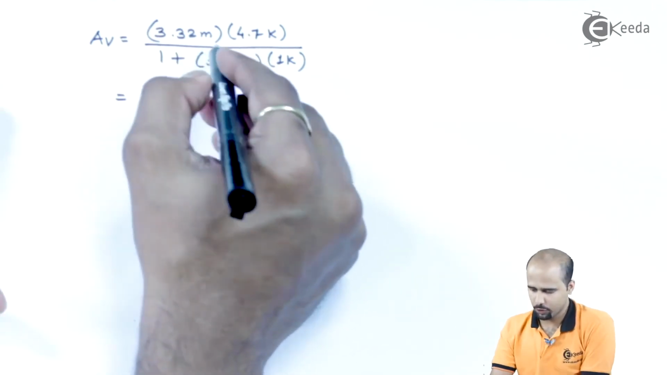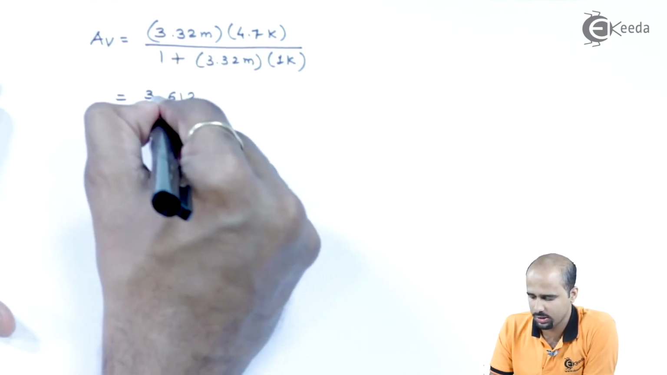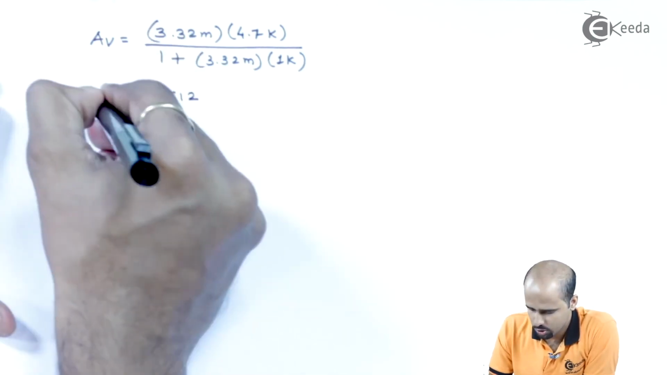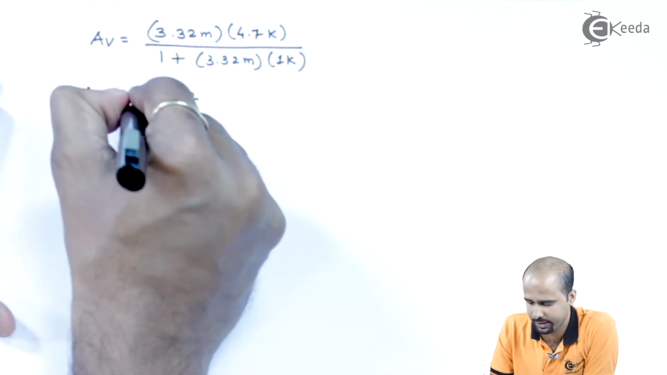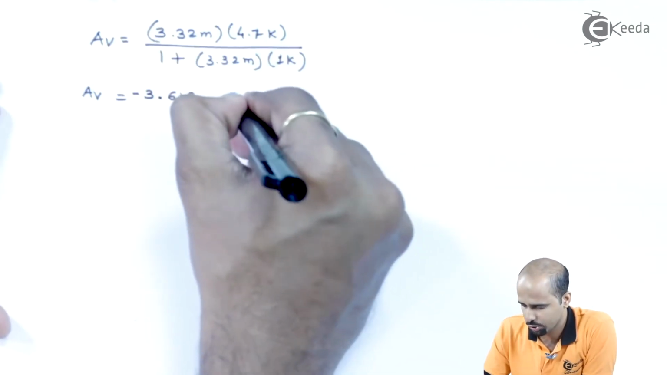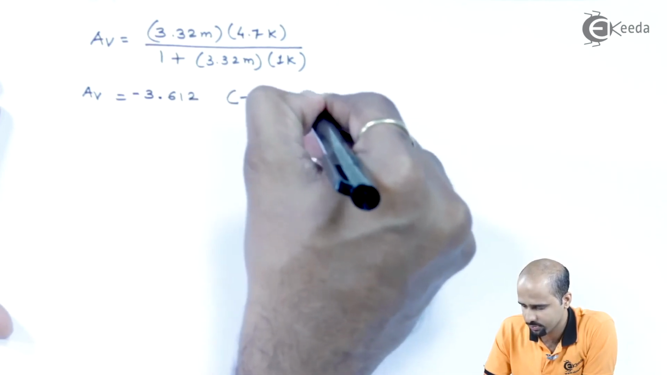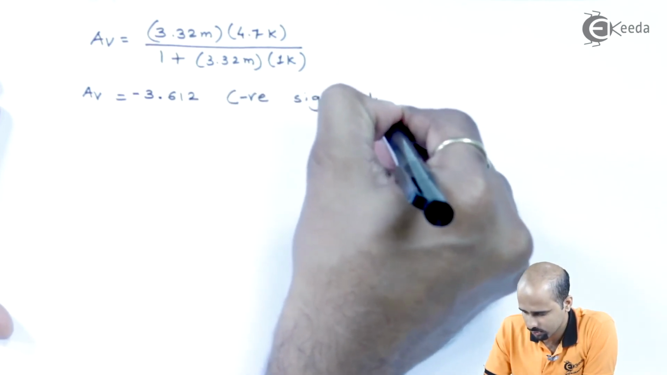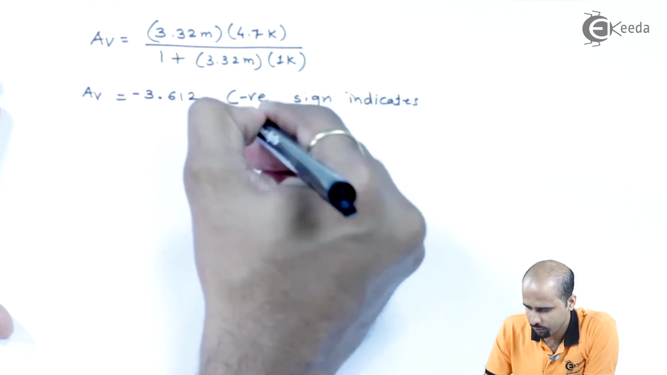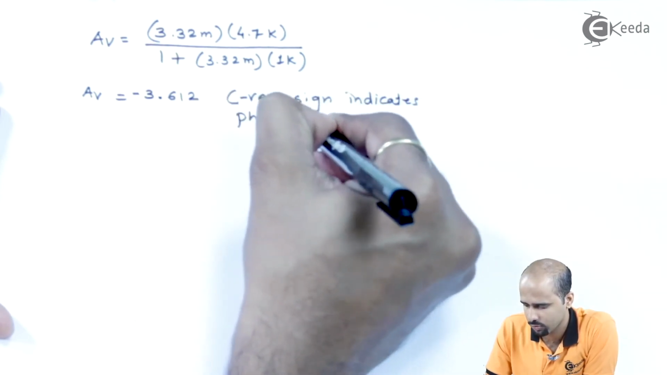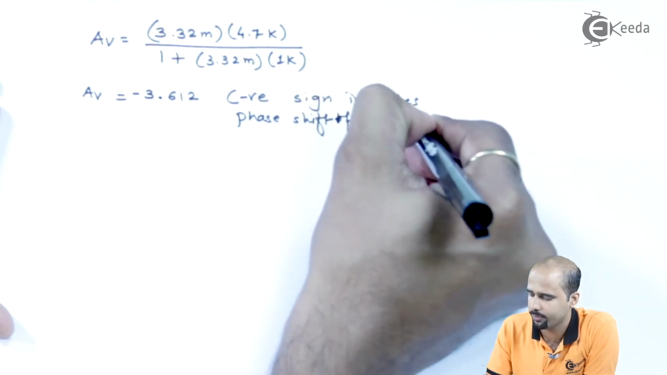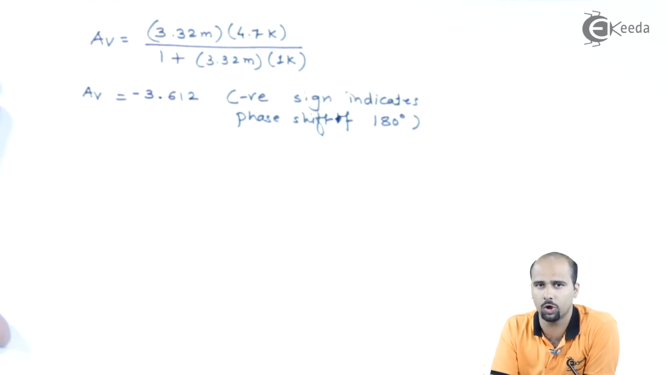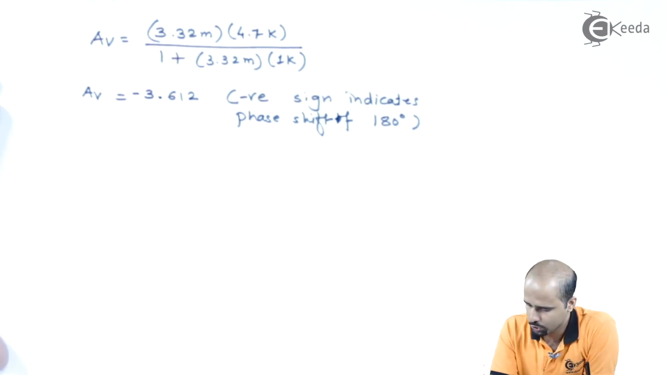So your gain we have got, that is AV is equal to 3.612, right? So magnitude of gain will become 3.612. If we take gain, it will have a minus sign. So negative sign indicates a phase shift of 180 degrees between input voltage and output voltage. Okay, so I can say voltage gain, one parameter, is done.